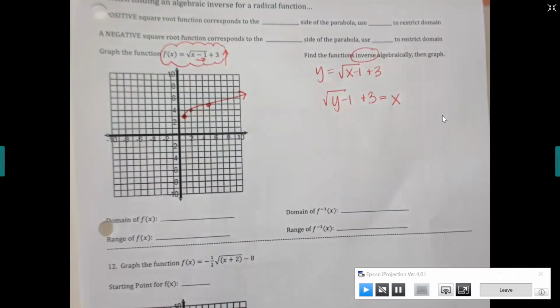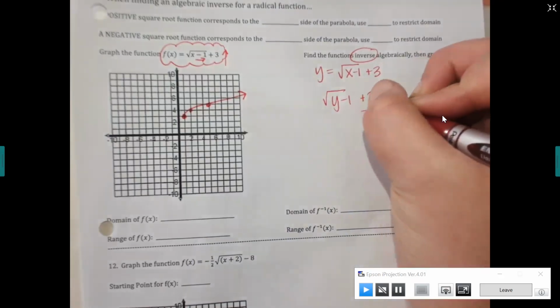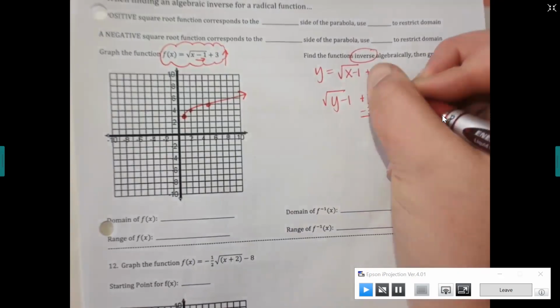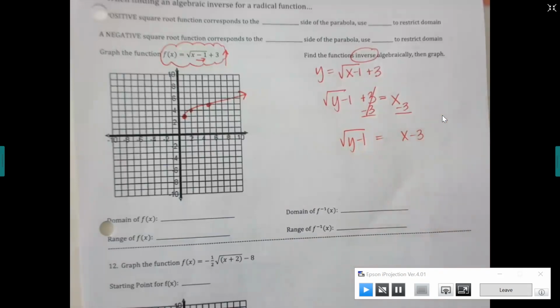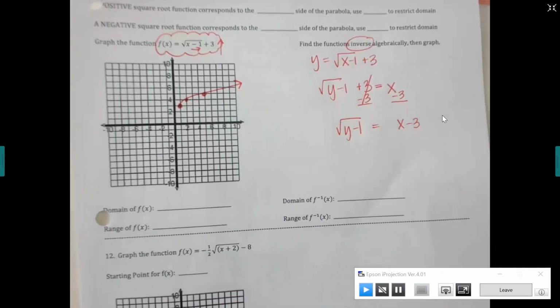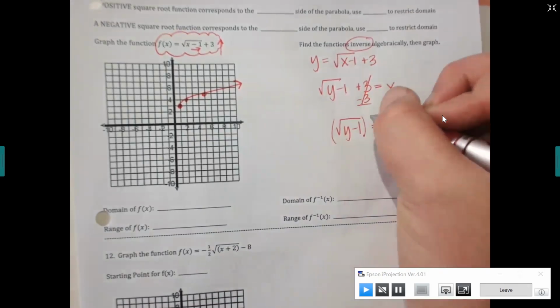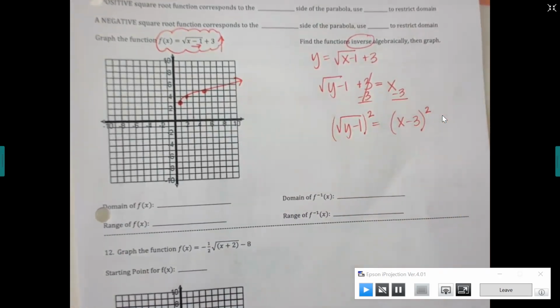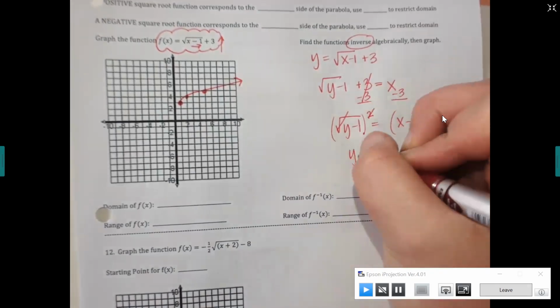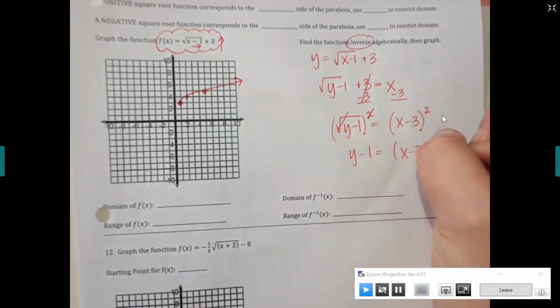From here, we're trying to get that new y by itself. What can I get rid of first? The 3. How do I get rid of a plus 3? Okay, minus 3, minus 3. So I have the square root of y minus 1 equals x minus 3. Okay, next step. I want to get rid of a square root. How do I get rid of a square root? Square both sides. And when I square, remember, I'm going to group, square on the outside, group, square on the outside. Okay, then from there, these guys cross out. I have y minus 1 equals x minus 3 squared.